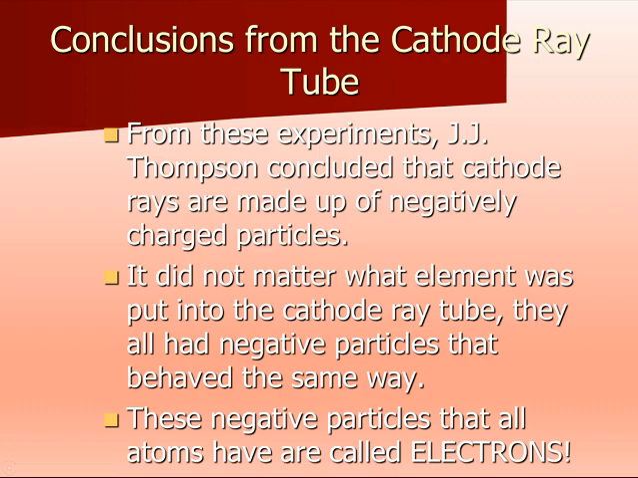So from these observations, from this data, we were able to draw some conclusions. You were able to conclude that the cathode rays were made up of negatively charged particles. It did not matter what element was put into the cathode ray. Remember, they filled these cathode ray tubes with a lot of different types of gases. They were investigating different gases, but it didn't matter what gas was in there at the time. They all moved in the same way, and so they all had negative particles that behaved the same way. These negative particles that all gases had are what we now call electrons.